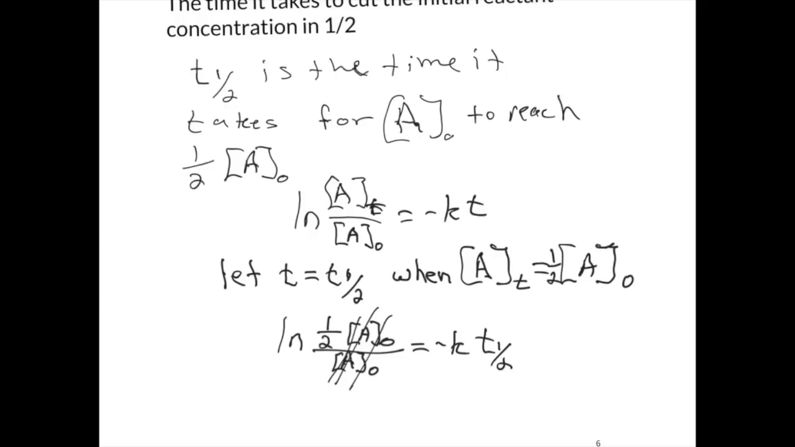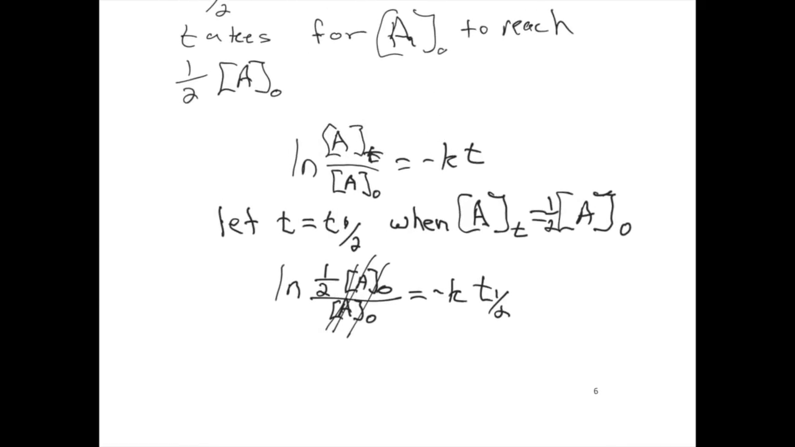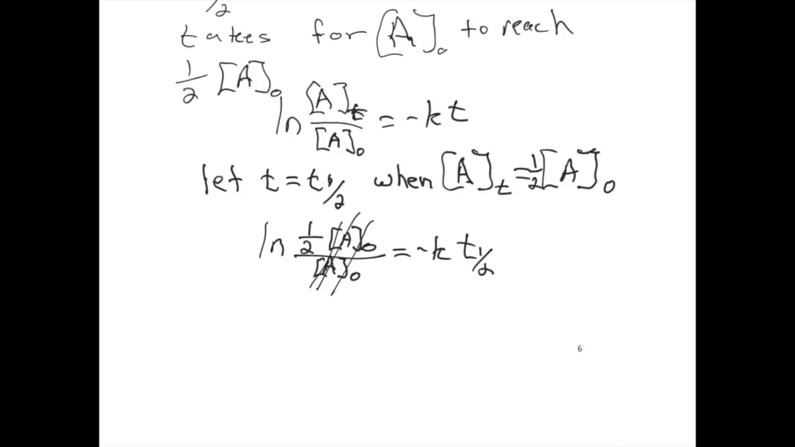Okay? So I'm just going to keep going with this derivation. I'll move these things up a little bit now. So to keep going, then I've got the natural log of 1 over 2 is equal to minus K times T1 half.